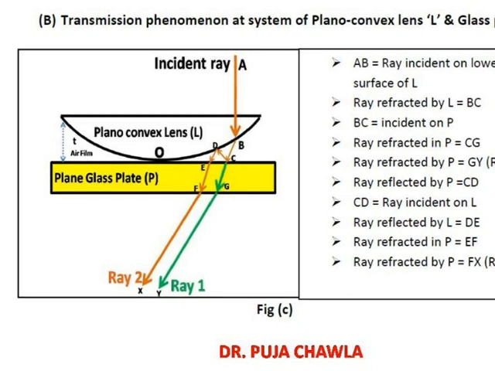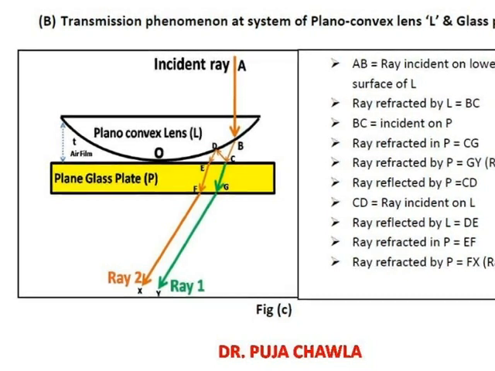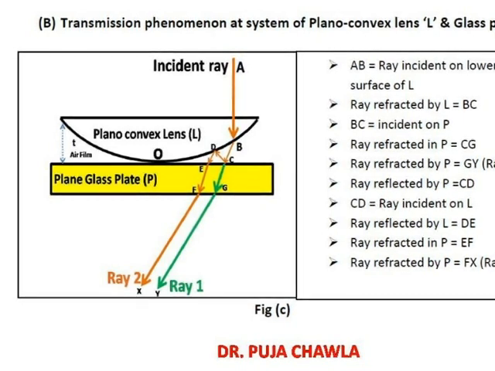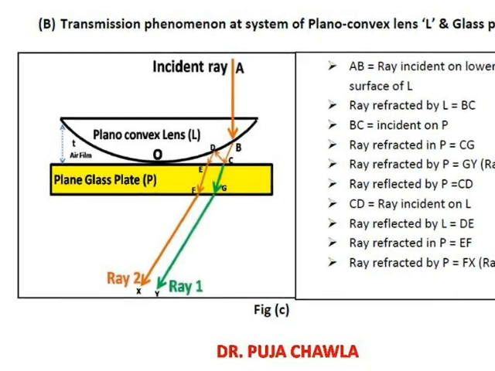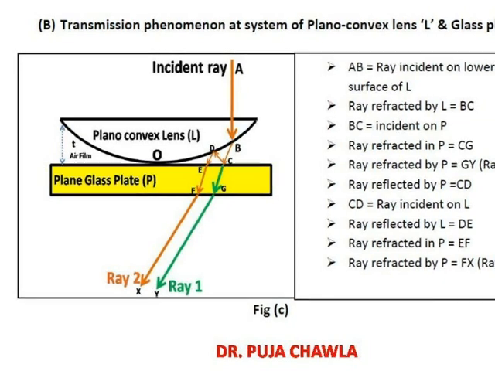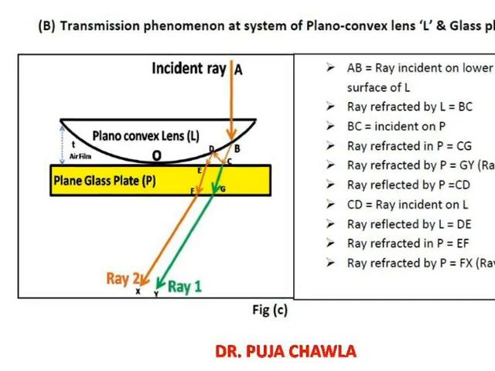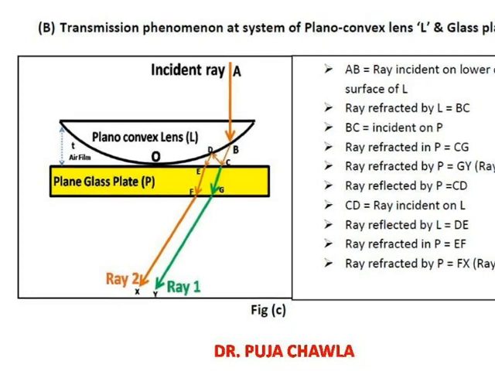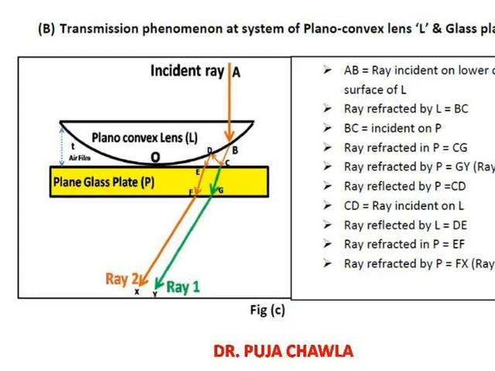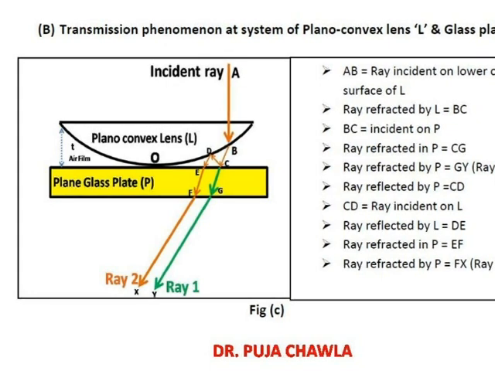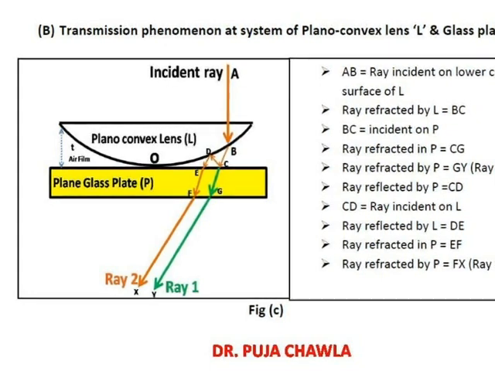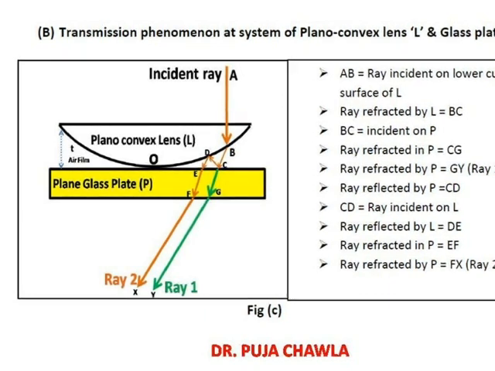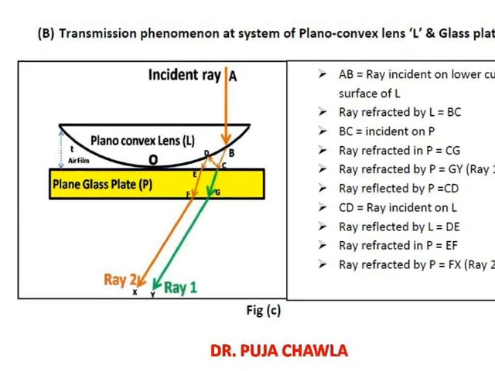Now focus on my words. I am using the word incident rays AB, and by the complete system, not a single lens, not a single plate, but the complete system of plano-convex lens L and the glass plate P, what are the transmitted rays? Ray number 1 and ray number 2. Now I have 3 beams only: incident ray AB and the 2 transmitted rays, ray number 1 and ray number 2.